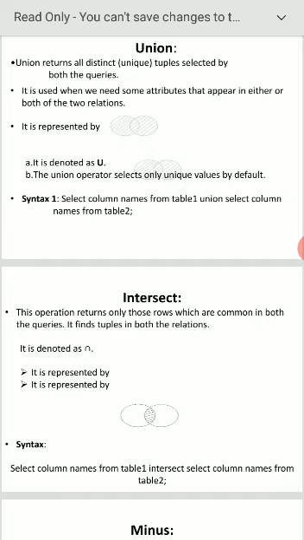R intersect S means that we will get 1, 2, 3, 4, 5 as the common elements. In the union, 6 is also added here. It will combine, but intersect will consider only the common data, common elements. That is the exact difference between union and intersection.